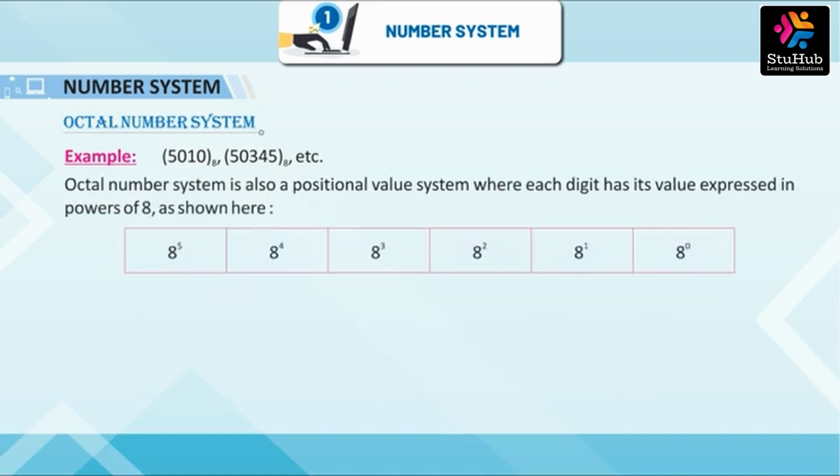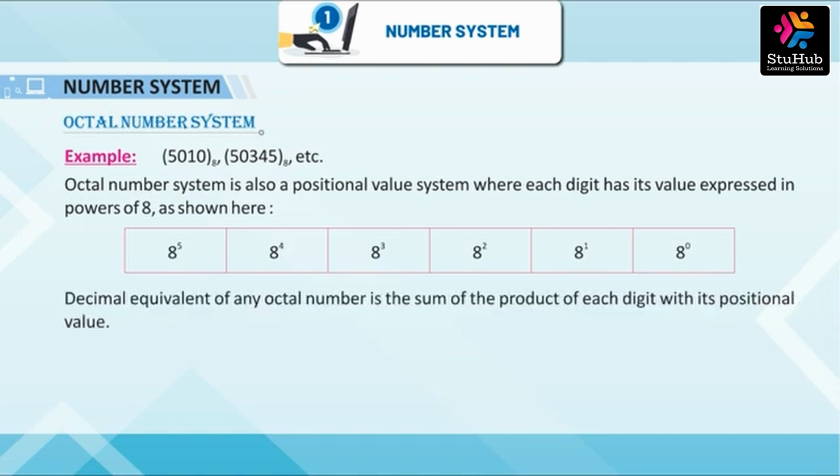Octal number system is also a positional value system where each digit has its value expressed in powers of 8 as shown here. The decimal equivalent of any octal number is the sum of the product of each digit with its positional value. 726 with base 8 equals 470 with base 10.